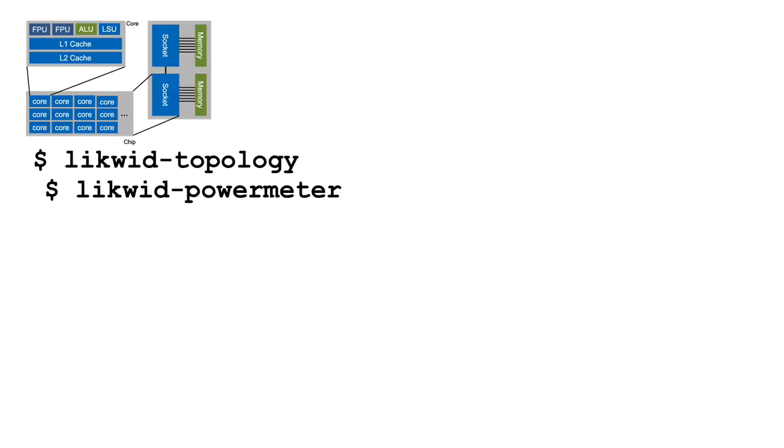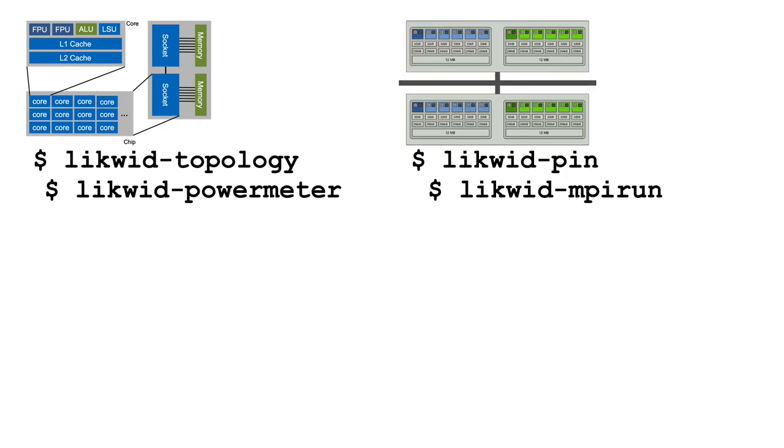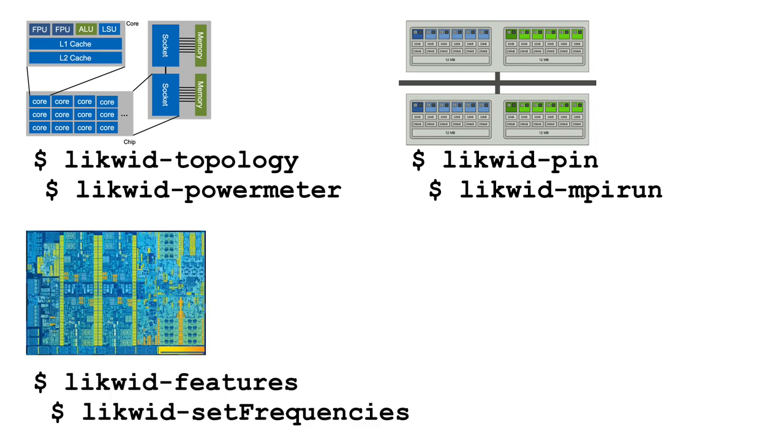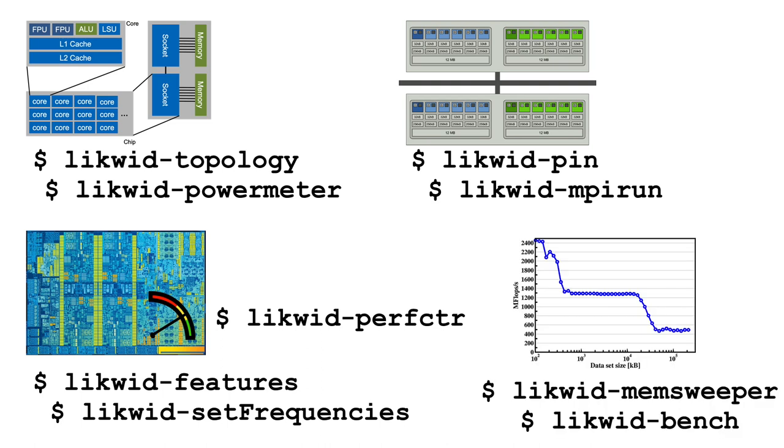LIKWID provides tools in the following areas. Gather node architecture information: likwid-topology and likwid-powermeter. Enforce affinity control and data placement: likwid-pin and likwid-mpirun. Query and alter system settings: likwid-features and likwid-setFrequencies. Performance profiling: likwid-perfctr. And microbenchmarking: likwid-bench and likwid-memsweeper. Let's introduce some of the tools in more detail.